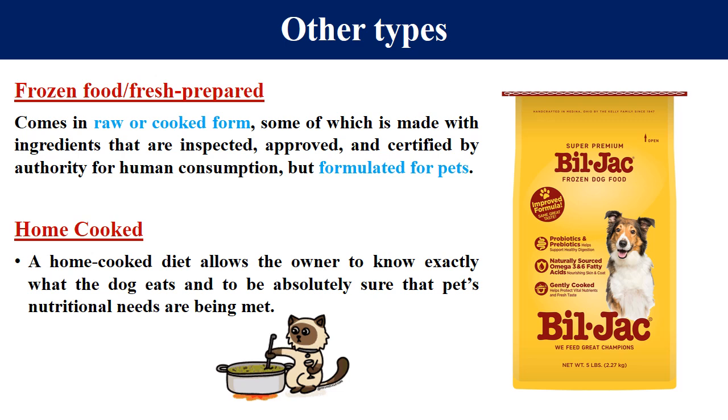So there are other types of pet foods like frozen food or fresh prepared. They come in raw or cooked form, some of which is made with ingredients that are inspected, approved and certified by authority for human consumption but formulated for pets. Similarly, there are home cooked pet foods, and home cooked diets allow the owner to know exactly what the dog eats and to be absolutely sure that pets' nutritional needs are being met.